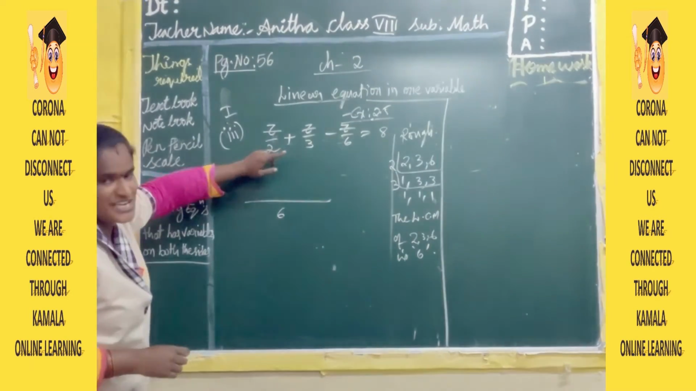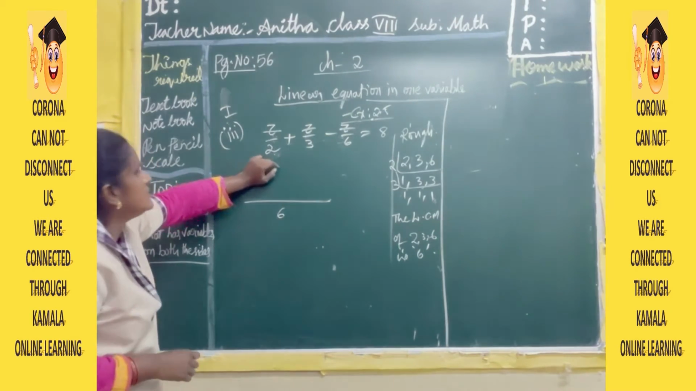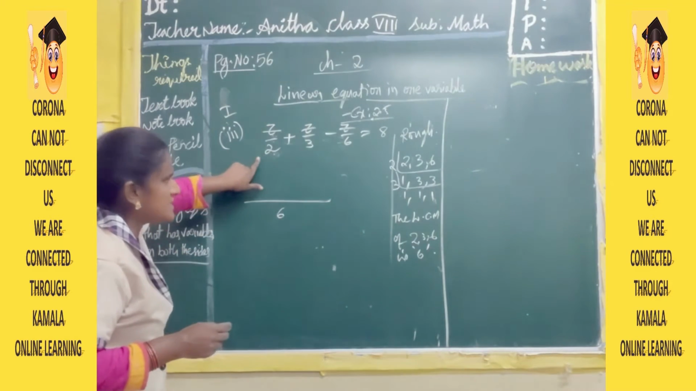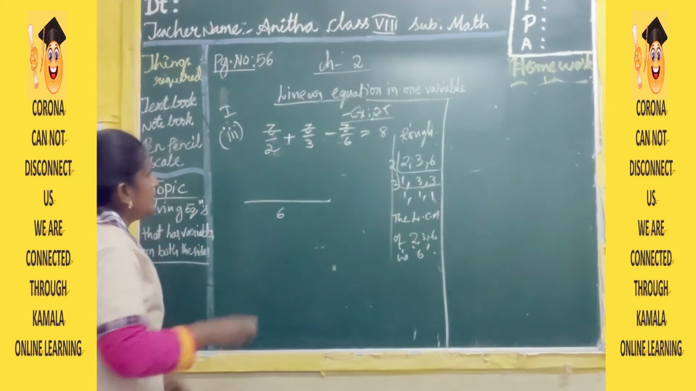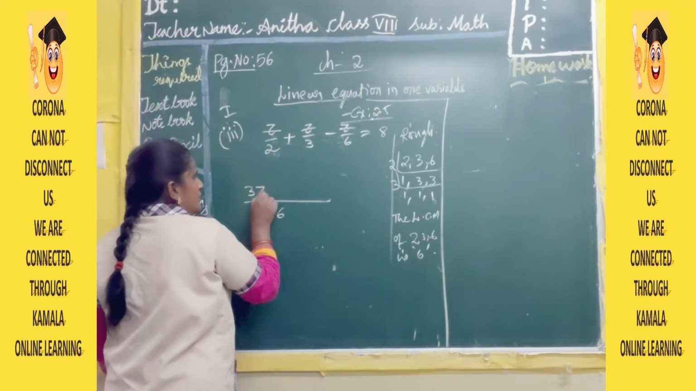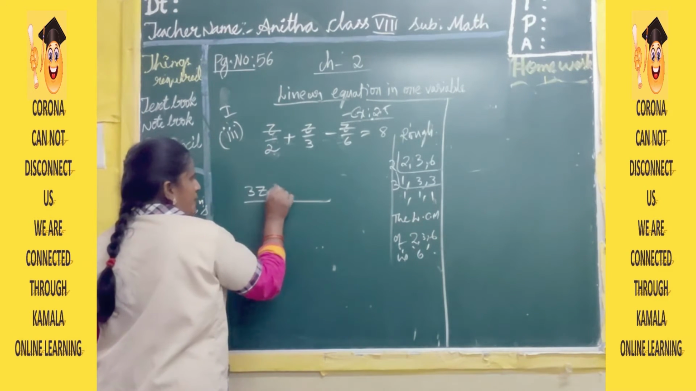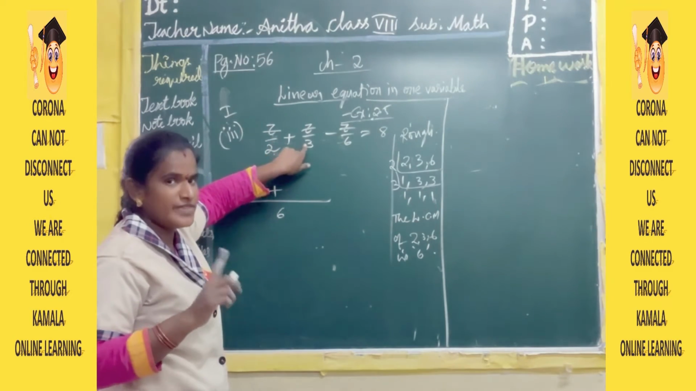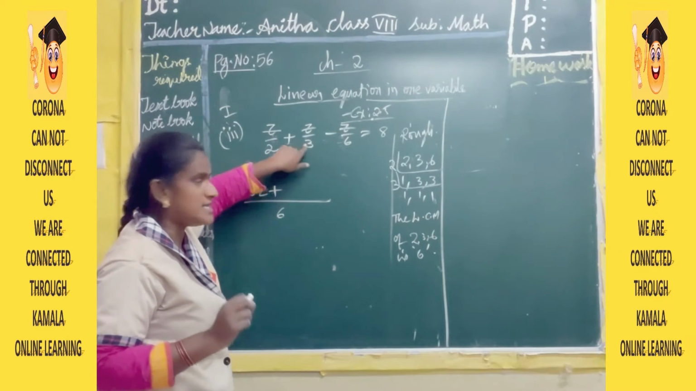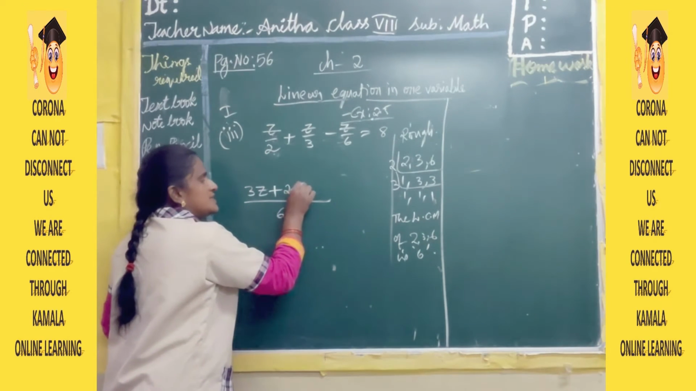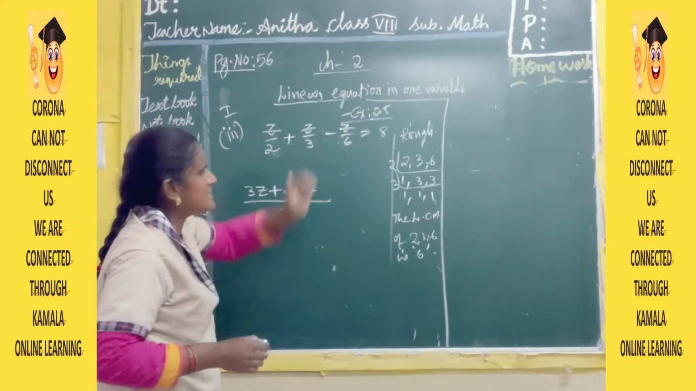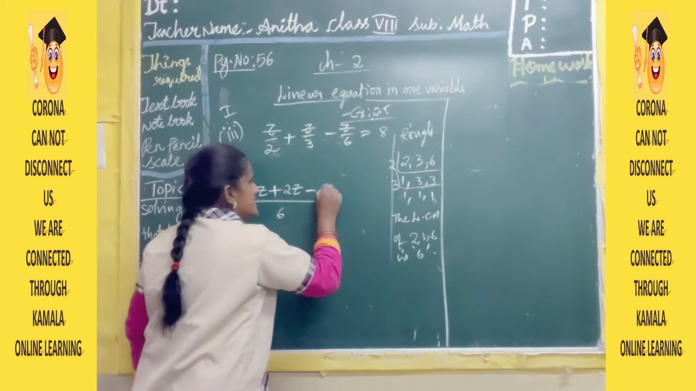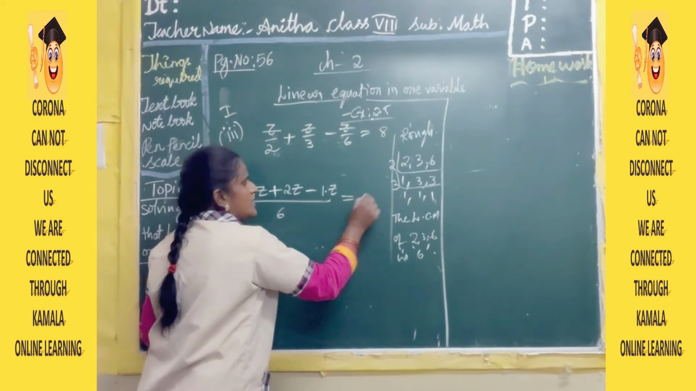How to do this fraction addition? You know, children. So in the 2 table, how many times will 6 go? 2 threes are 6, or not? Yes. The 3 into Z, the multiple into this numerator, plus again in the 3 table, where will 6 go? 3 twos are 6. So the 2 into Z, minus in the 6 table, where will it go? 6 ones are 6. That's the reason 1 into Z is equal to 8.